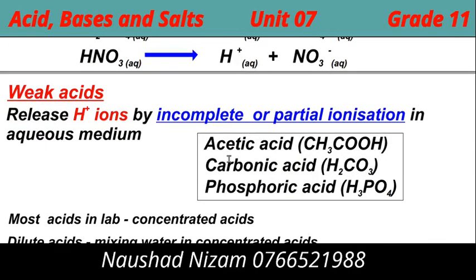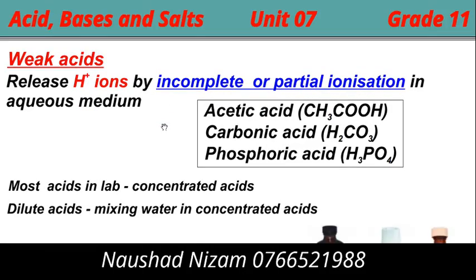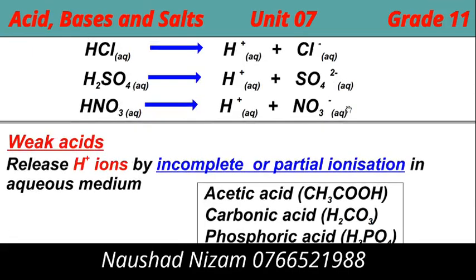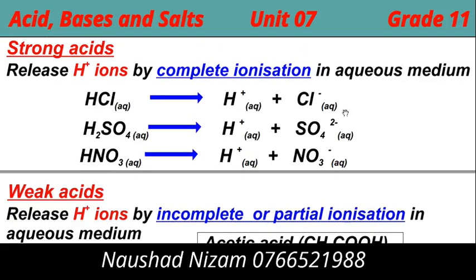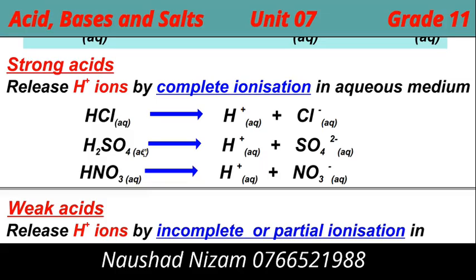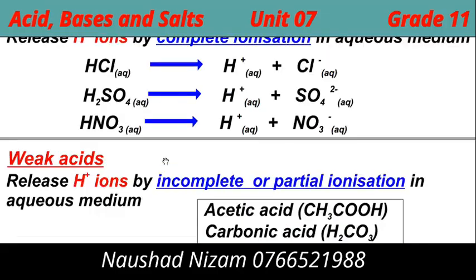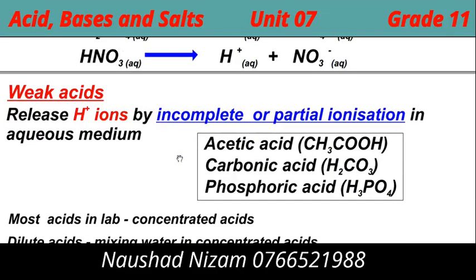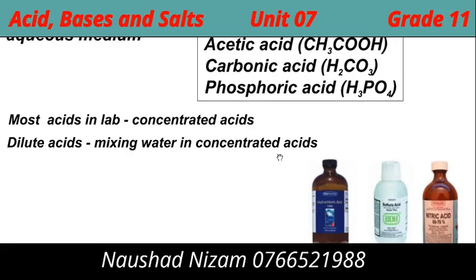Weak acids release H plus ions by incomplete, or we say partial, ionization. So you don't find the complete H plus ions. At the same time, there are remaining molecules of acids. These compounds may remain. So what are the examples of strong acids? I forgot to say, the strong acids are hydrochloric acid, sulfuric acid, and nitric acid. Weak acids are acetic acid, carbonic acid, and phosphoric acid.